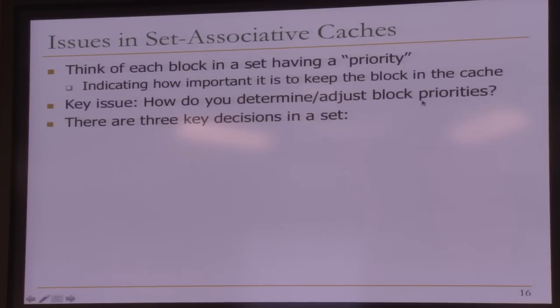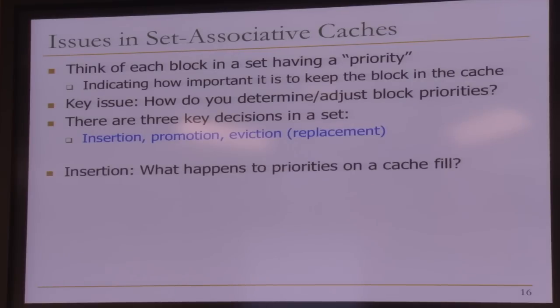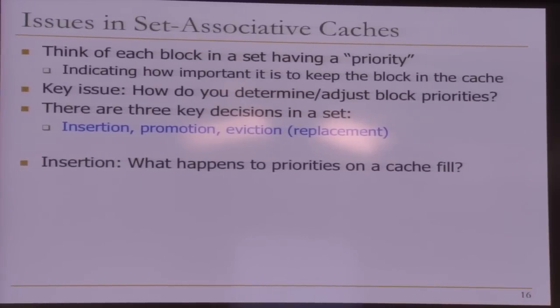So a key issue that we're going to consider is how do you determine or adjust block priorities? There are really three key decisions you make in a set at three different times. We're going to focus on one of them a lot, but I'd like you to get this big picture, because all of these decisions are important. I call them insertion, promotion, and eviction. Eviction is the same as replacement. Insertion answers the question, what happens to priorities of cache blocks on a cache fill? Cache fill means you missed in the cache and you're bringing a block into the cache.